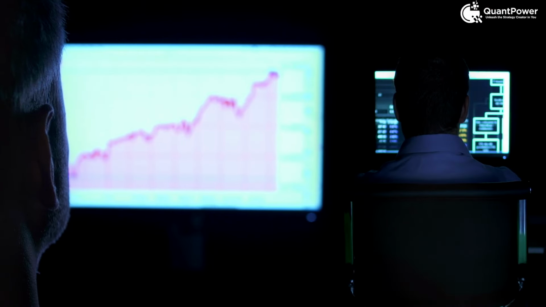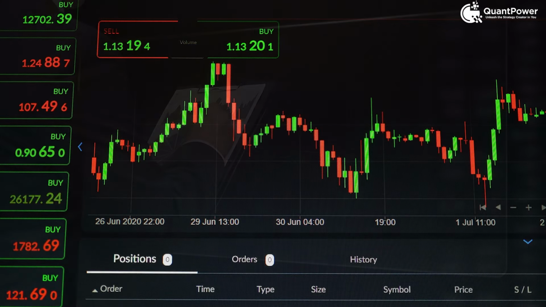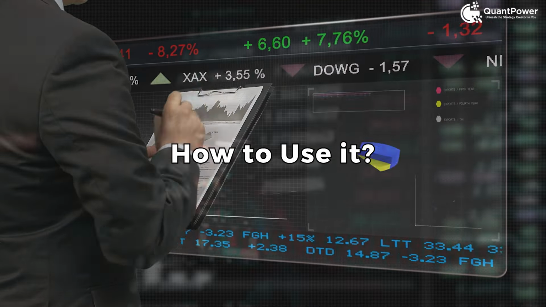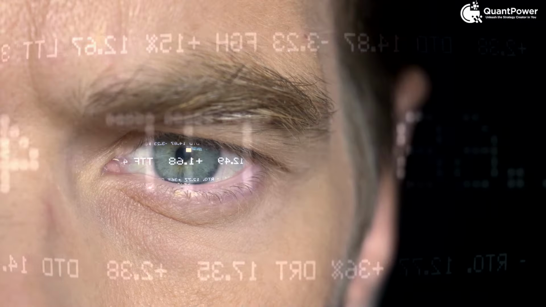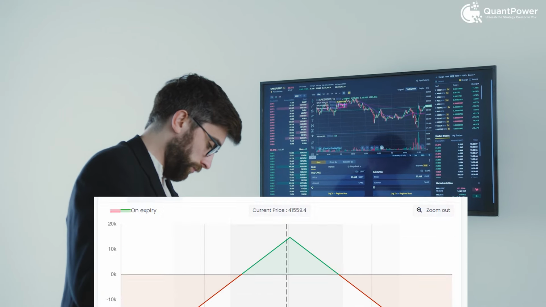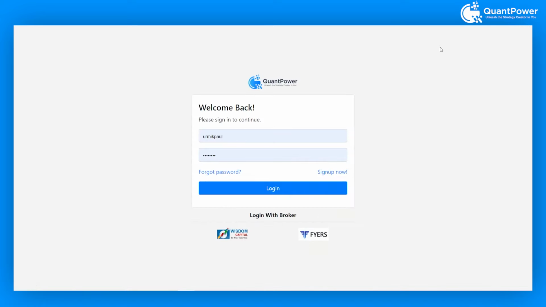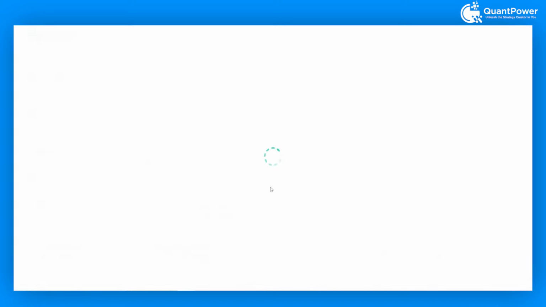Today, we are going to dive into the exciting world of backtesting and see how we can use this powerful tool to enhance our trading strategy. Today, we are going to do a simple backtesting strategy called the short straddle. But first, let's log into our QuantPower account and head over to the backtesting section.